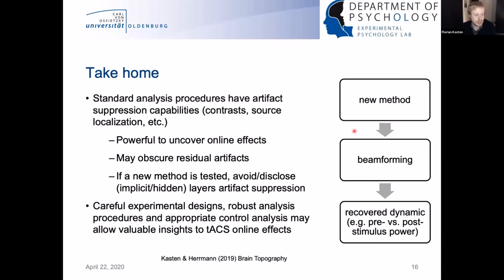This is so as not to give people unrealistic expectations about your methods. To summarize, I think if we can come up with careful designs and analysis, we can already, with the methods at hand, get very interesting insights into stimulation effects.